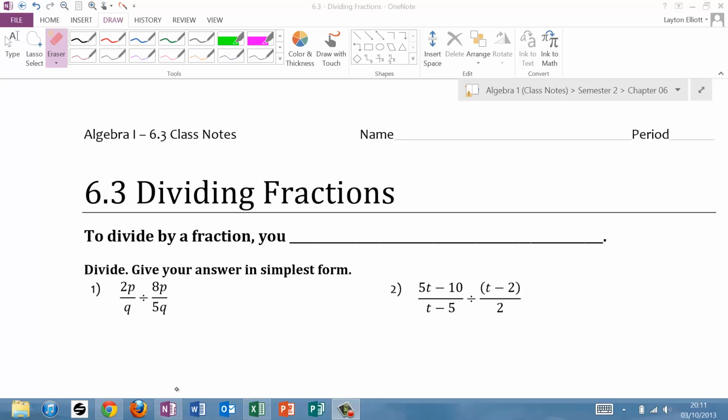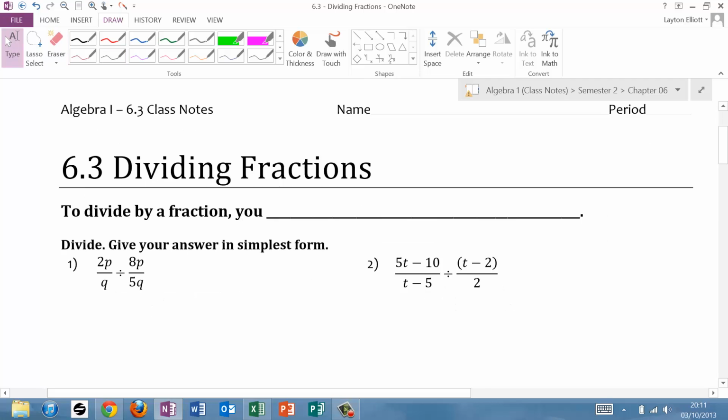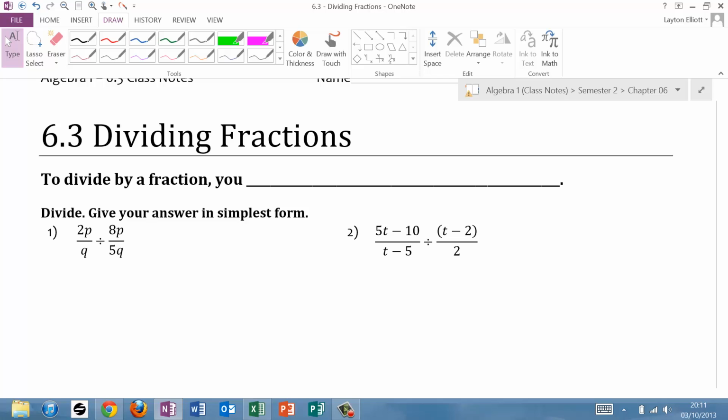Hi everyone, and now we're going to talk about dividing fractions. We've been multiplying them, but it's time to divide. So you should all know what this is. To divide a fraction, you pause for a second and just slowly see if you can figure this out. Multiply by the reciprocal.